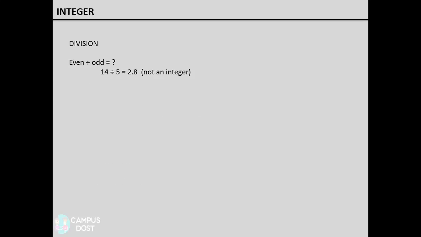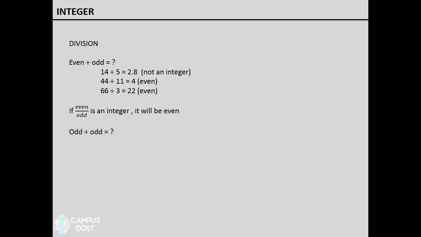Okay, what about an even number divided by an odd number? Well, sometimes when we divide an even number by an odd number, we get an outcome that is not an integer. Otherwise, we get an even integer. So, we can say that if an even number is divided by an odd number, then the integer will be even.